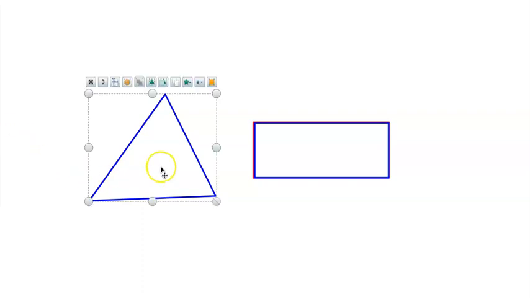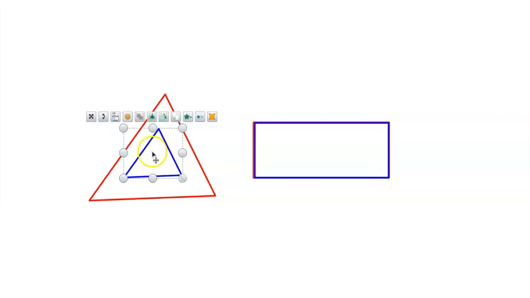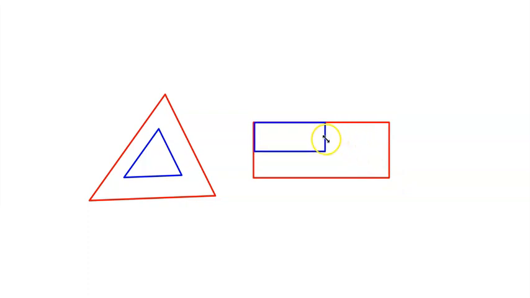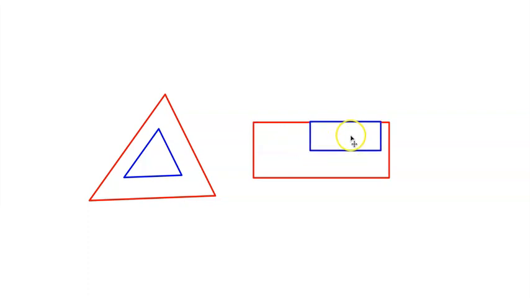Now first, we said that similar figures were a dilation of each other. So I'm just going to dilate this down, keep the aspect ratio the same, and there it is. Similar triangles. Same thing over here. I'm going to use the rectangle, dilate that down. There you go. Now, with quadrilaterals or anything that has more than three sides, we noticed that the angles have to match up, the sides have to be proportional, and we've got to check all of that, right?